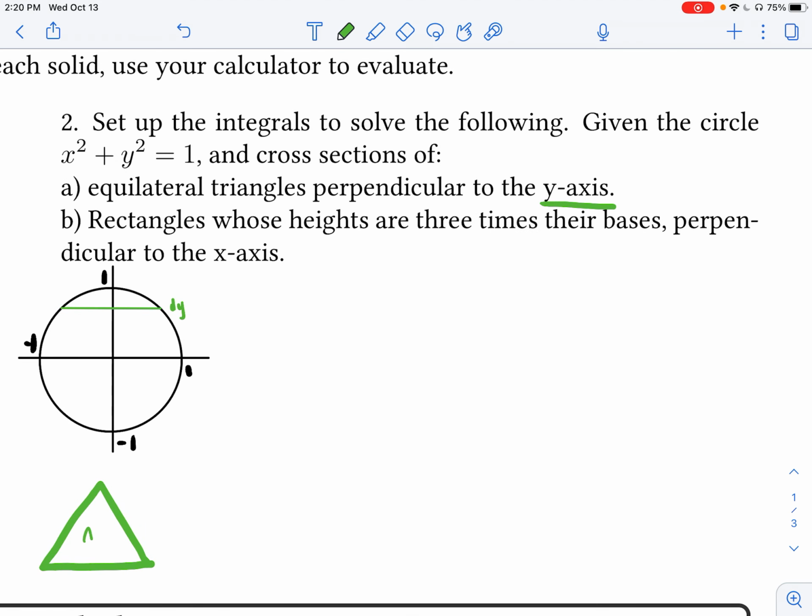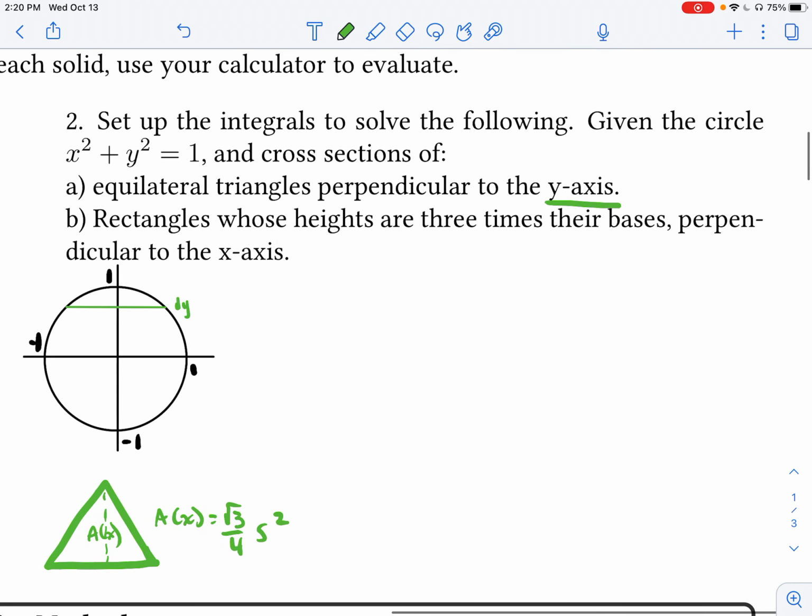The area of this rectangle, A of x, is going to be equal to, and the formula to find the area of an equilateral triangle is √3/4 s squared, the side length squared. You can easily derive that by just drawing a height here and using what we know about the ratio of a 30-60-90 triangle.